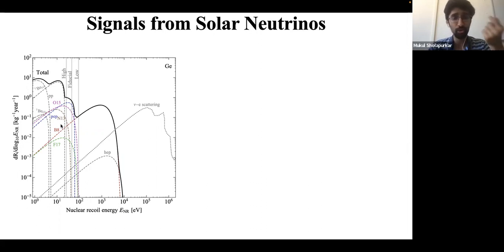But these solar neutrinos also do coherent neutrino nucleus scattering, and that rate is shown as this solid black line here, and the contributions of different fluxes are shown as these dashed lines. Now, these are in the right energy ballpark of what these experiments are trying to probe. But of course, these are nuclear recoils, because this is neutrino nucleus scattering.